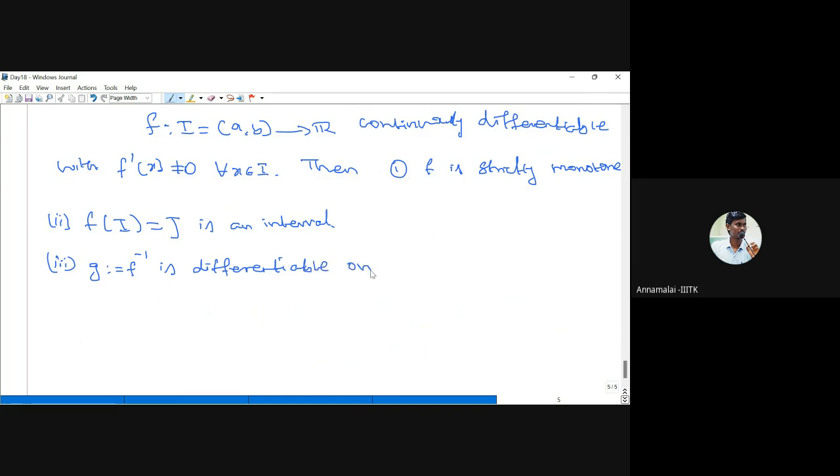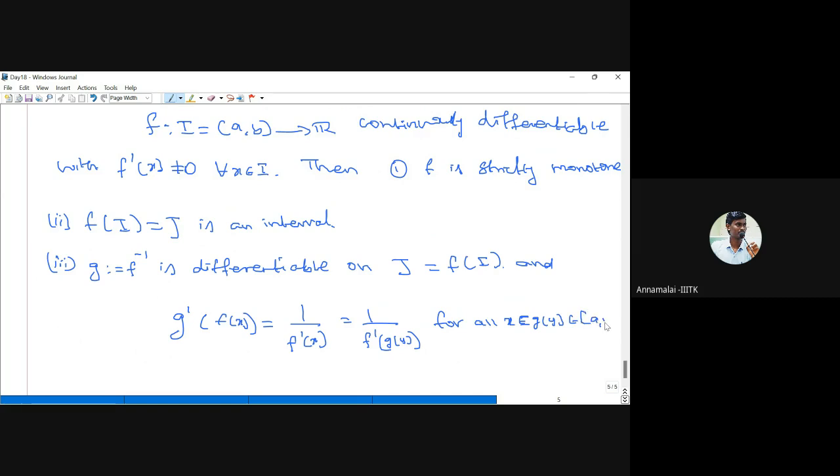Differentiable on the interval J. So J is nothing but f of I. And what is the derivative of this inverse? That is, what is g dash of x? It is nothing but g dash of f of x equal to 1 by f dash of x. This is nothing but 1 by f dash of g of y, for all x equal to g of y in the closed interval a comma b.